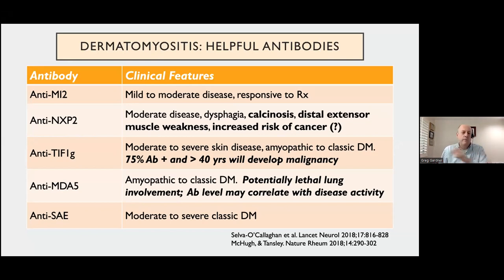The really the one for malignancy is this TIF1 gamma. And 75% of those patients who have the antibody and are over 40 will likely develop a malignancy. So that's one you want to check for in the myositis panel in your dermatomyositis patients. MDA5, everybody needs to have that checked as well, especially if you're Asian and especially if you have amyopathic disease.